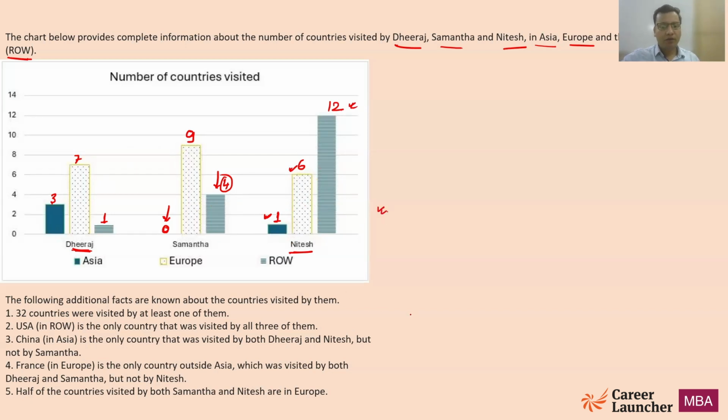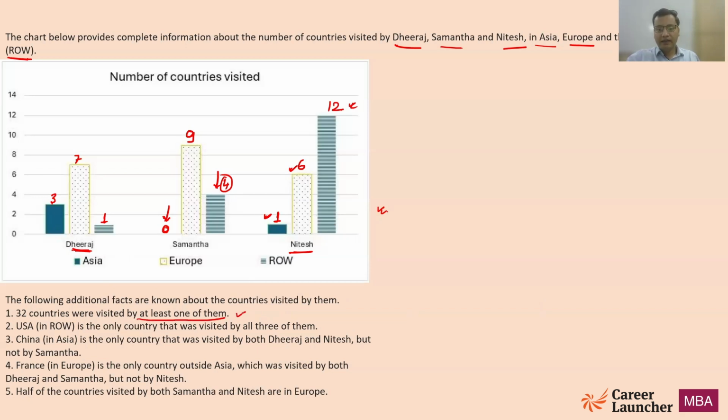Now some information is also given here, right? Now look at the information. Let's quickly read all the information and then we'll solve the set. The following additional facts are also known about the countries visited by them. First is that 32 countries were visited by at least one of them.